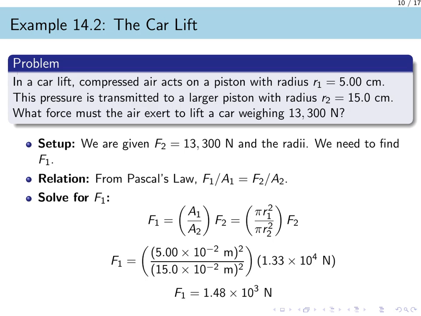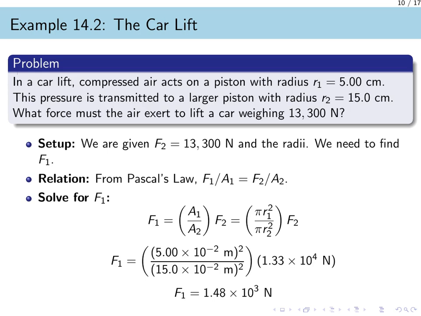This weight is the output force, F2. The core principle here is Pascal's law, which states that the pressure is the same on both pistons. This means the force F1 divided by area A1 must equal the force F2 divided by area A2. To find the unknown input force, we can algebraically rearrange this equation. F1 is equal to F2 multiplied by the ratio of the areas, A1 over A2.